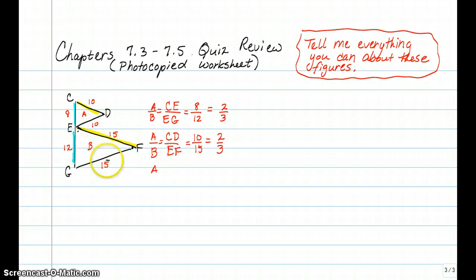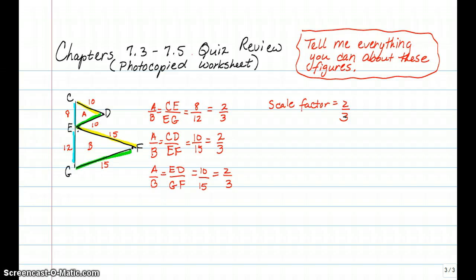So in this next one right here, let's use the green highlighter color. ED and GF. So for figure A and B, that would be ED and GF. ED is 10, GF is 15. We already know that's 2 over 3. So the scale factor equals 2 over 3. And once you have a scale factor, then you know that the sides are proportional. So you don't have any angles given. So this is the yes triangle. We're going to go in the proper order.